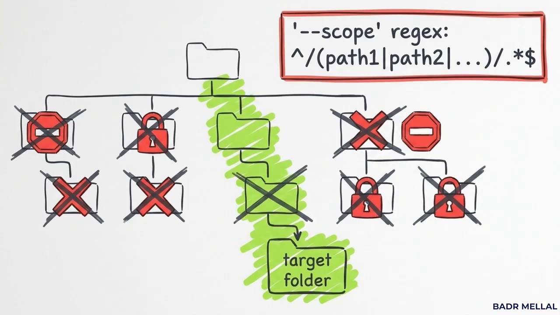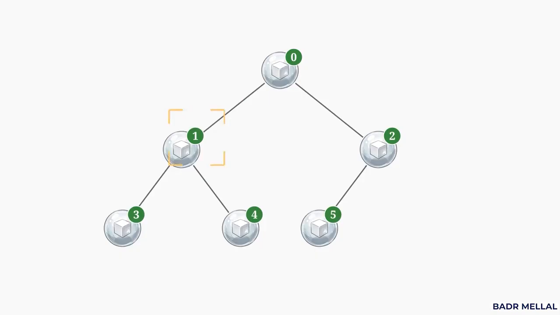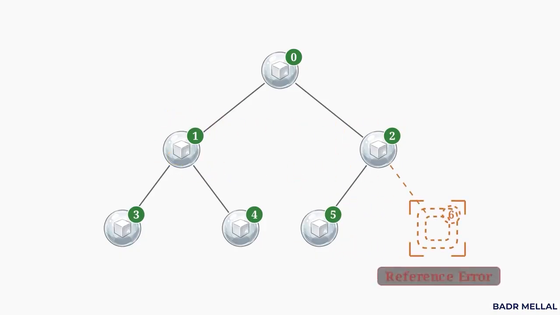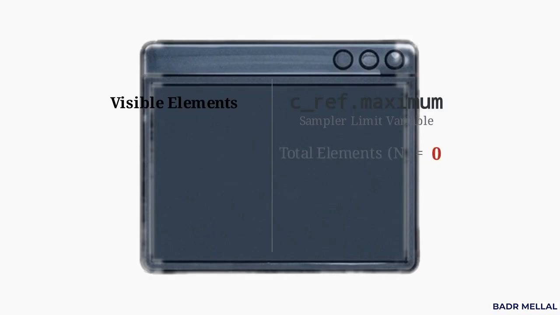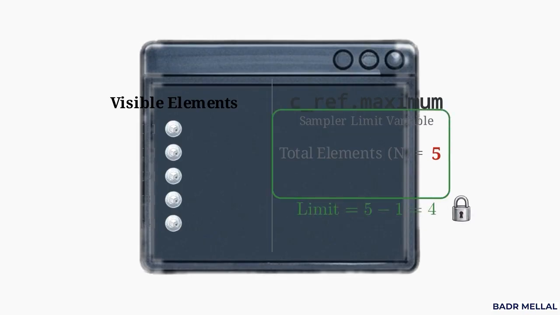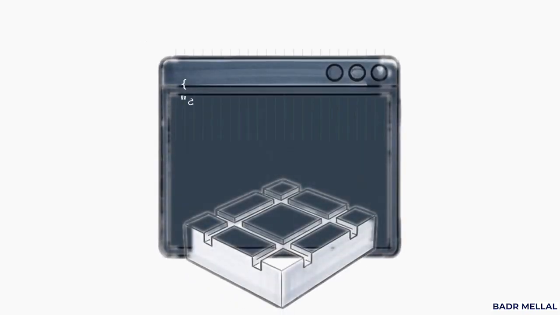the target directory. The third failure case involved the model hallucinating references to elements that did not exist in the DOM. We solved this by dynamically rewriting the maximum reference variable at every single step. The limit is mathematically forced to equal the total length of the visible elements minus 1. These guardrails ensure that invalid actions are structurally impossible for the model to emit.